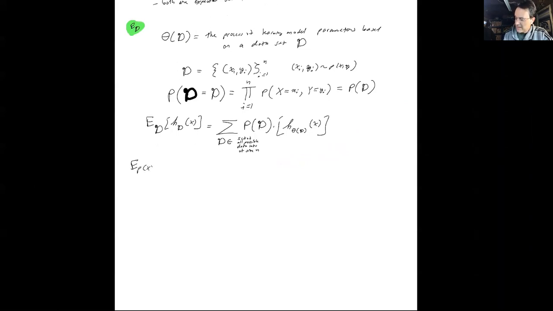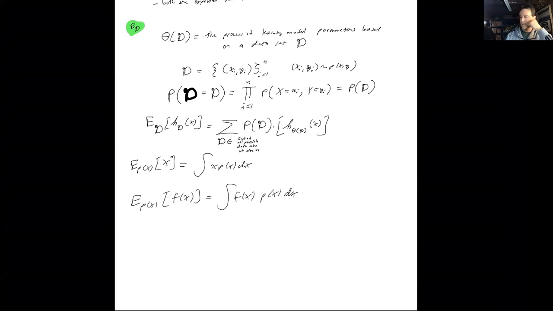Okay, now E of P of X is a lot simpler. Whenever we take E of P of X of X, that's just the expected value of X according to distribution P, which is equal to the integral of x times p of x dx. We can also talk about E of P of X of some function f of x, which is the integral of f of x, p of x dx. That's just the expected value with respect to the probability distribution of x. The underlying source of the probability is still the same, but the way we're using it is different. Either we're taking the expected value with respect to a bunch of random data sets, or with respect to just a particular random variable x. But they're both expected values.